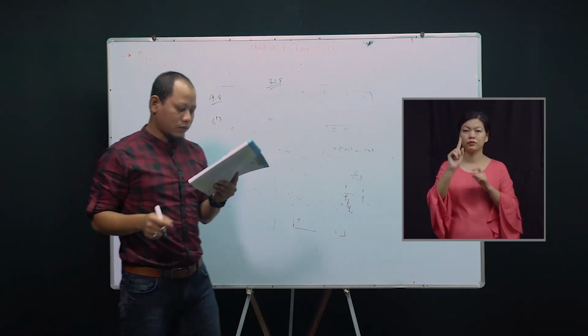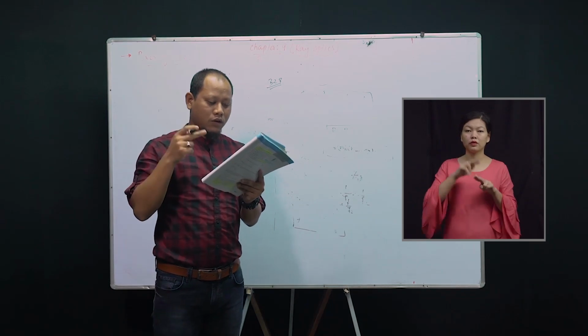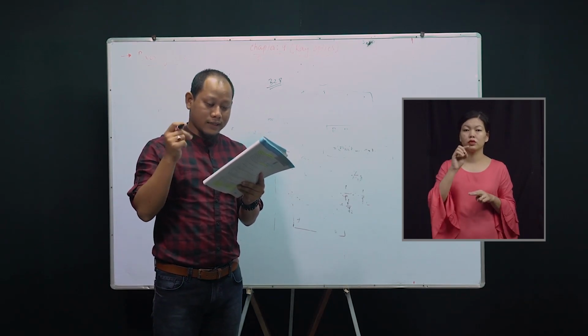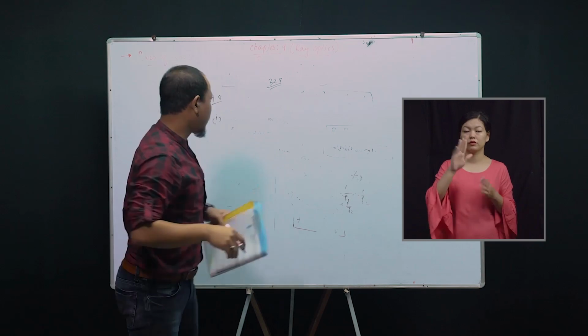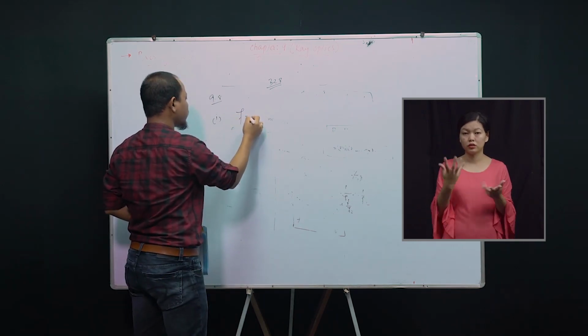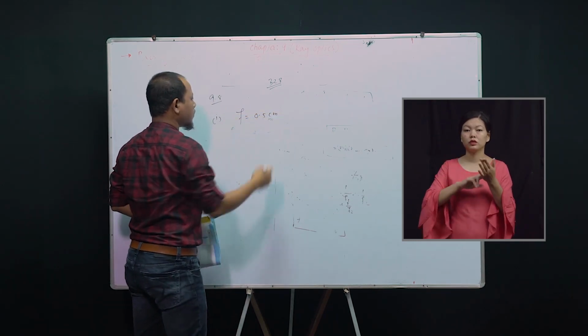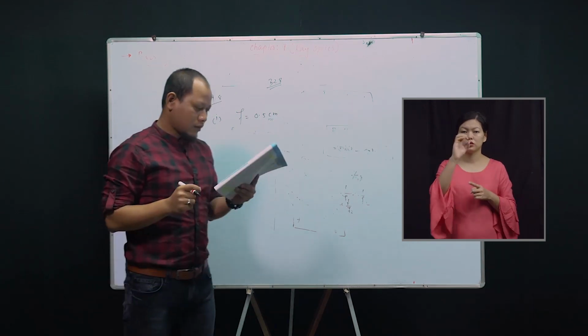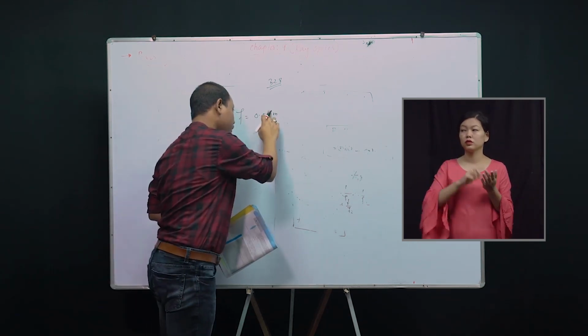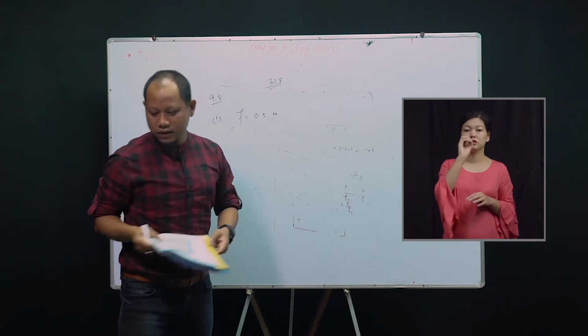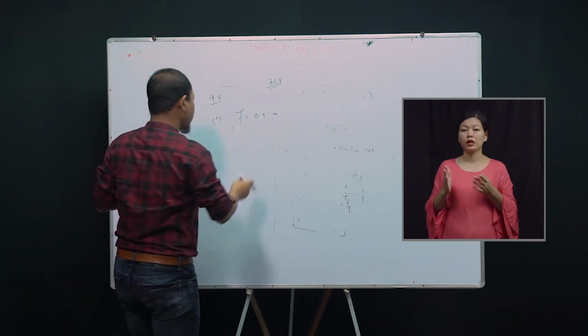In question number 1 they have given if f equals 0.5 meter for a glass lens, what is the power of lens? You have to write the given. The focal length is 0.5, oh sorry, it's given in meter. So we have to find the power of lens. Now it's very simple.